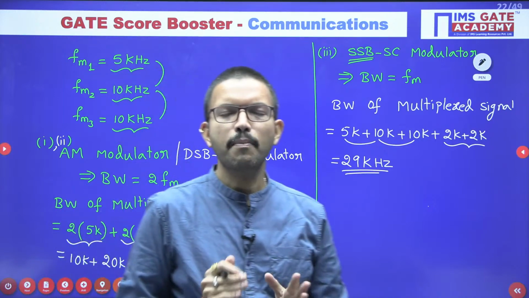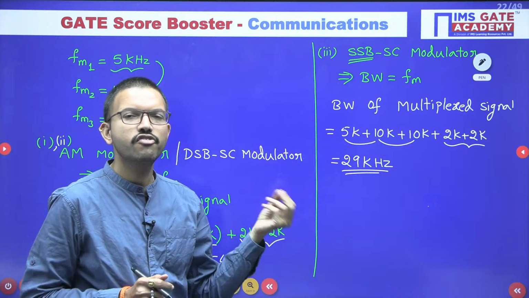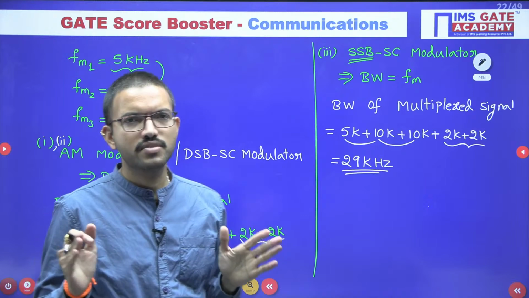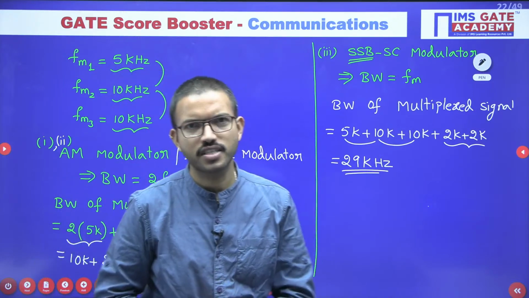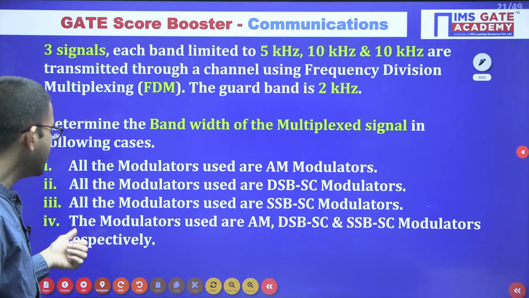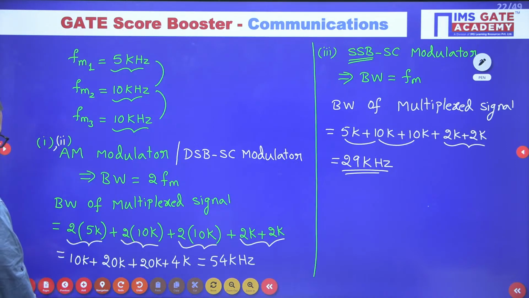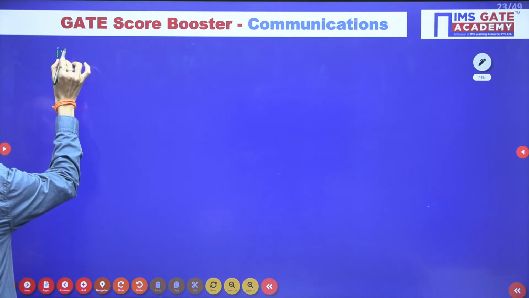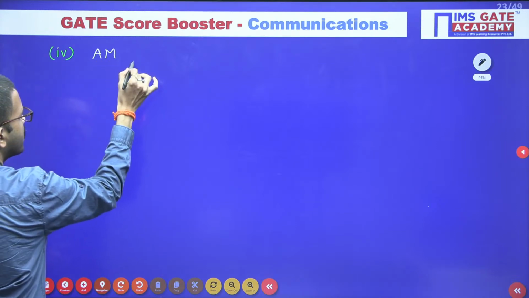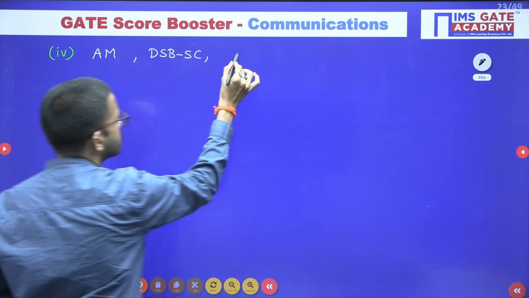So from the practical application point of view, whichever modulator gives less bandwidth, that means in the channel you can transmit more number of signals. Okay, right. Now let us solve the question in case 4. In case 4, the first modulator is AM, the second modulator is DSBSC, and the third modulator is SSBSC.